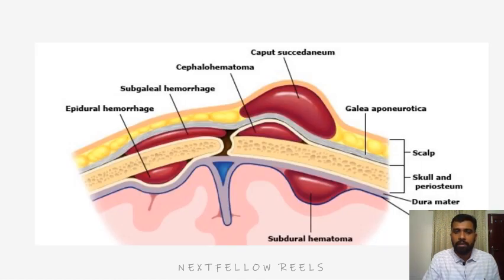So this is a figure which shows the different layers of the scalp and the lesions which we have to know about. Okay, first is the caput succedaneum. As you can see from the figure, it happens in the subcutaneous plane. Then there is cephalohematoma, which is actually very important, and it happens within the periosteum. And then there is subgaleal hemorrhage, which happens between the scalp aponeurosis and the periosteum.